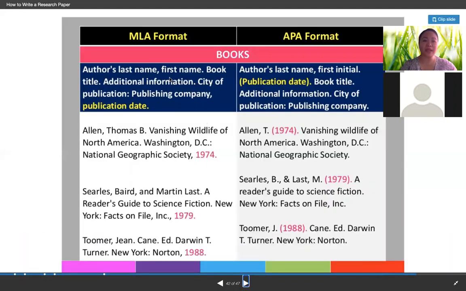So in terms of books naman, magkaiba ang MLA format sa APA format, no? Like you say here, Allen, Thomas B., Vanishing Wildlife of North America, Washington, D.C., National Geographic Society, 1974. Whereas in the APA format, you can see Allen, then comma, capital T, 1974, in close parentheses, then Vanishing Wildlife of North America. So iba-iba yung kanyang format between the two. If you choose the APA format, you just use the APA format all throughout the study.